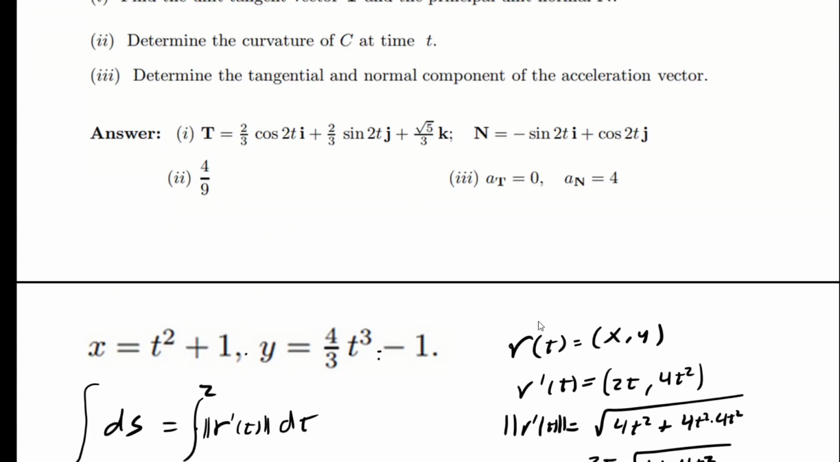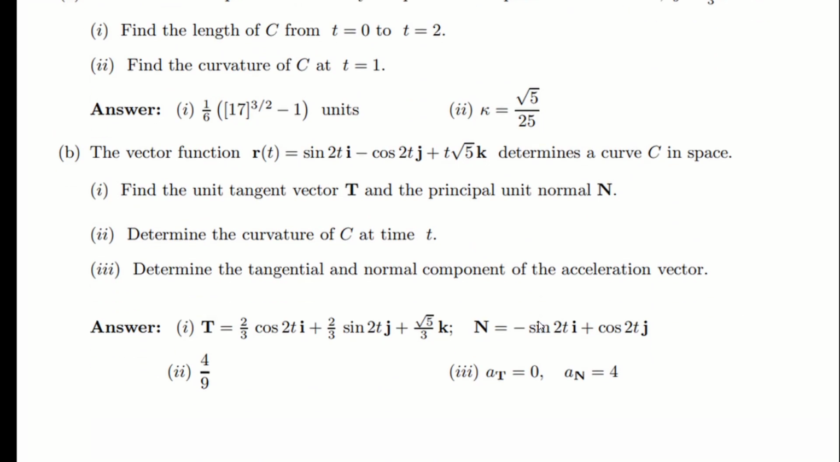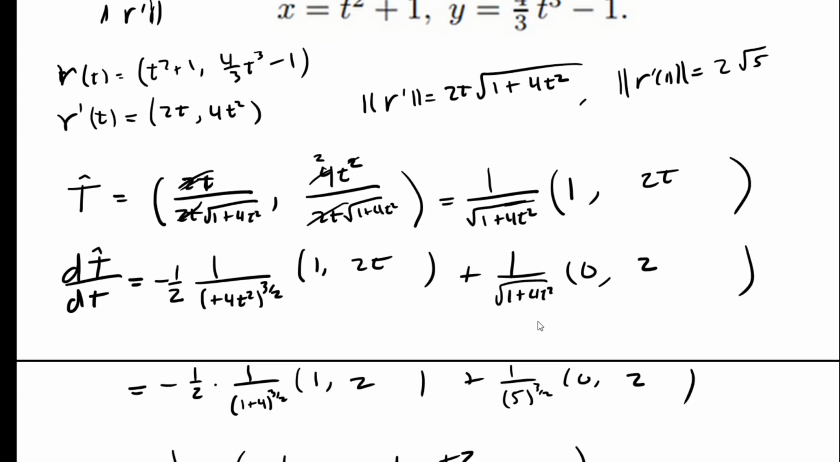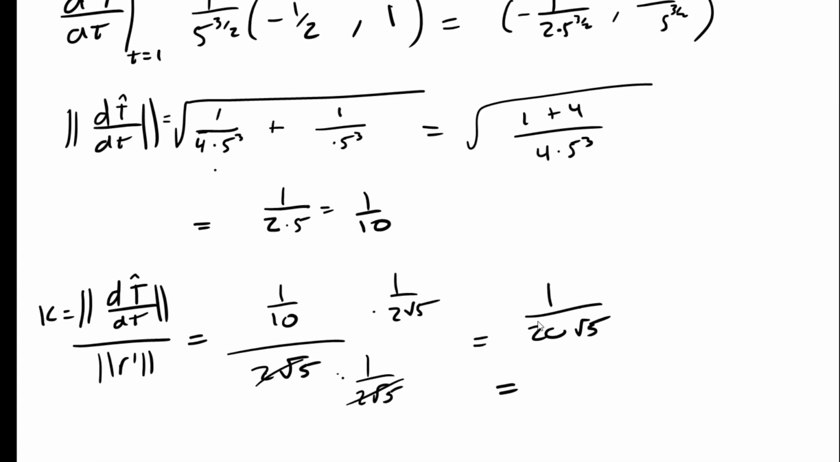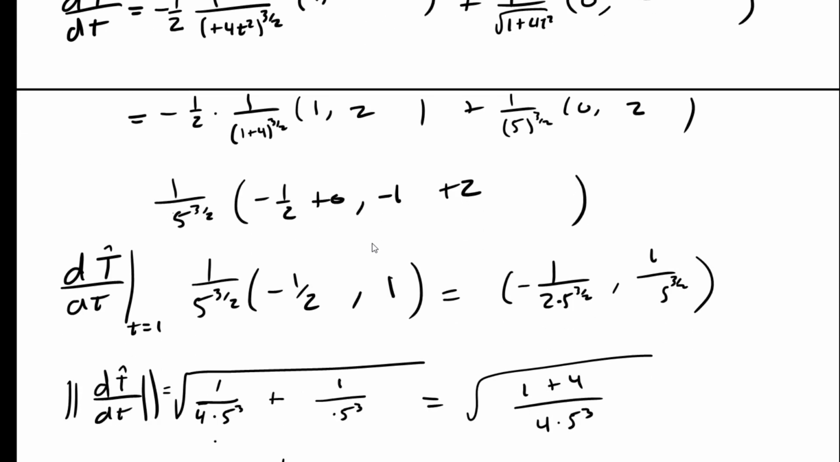What is it supposed to be? See, r prime is 2 root 5, okay. Well, okay, so I put this as, so this is equal to root 5 over 100. So I'm off by a factor of 4. I'm missing a 4 somewhere. Okay, but I think you'll get the point.